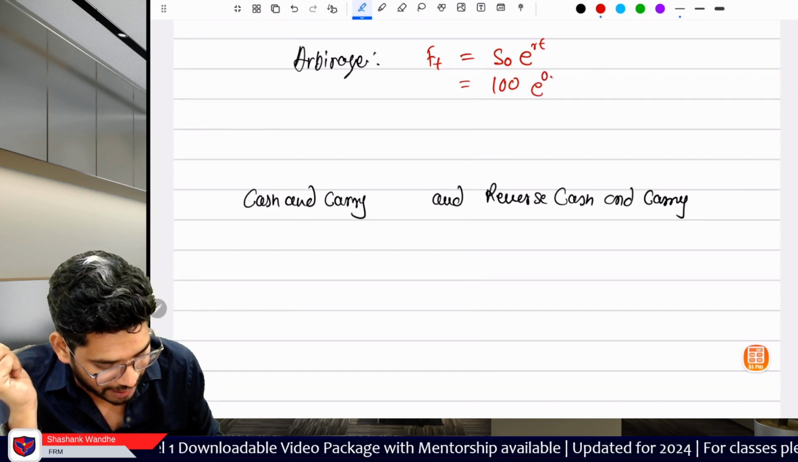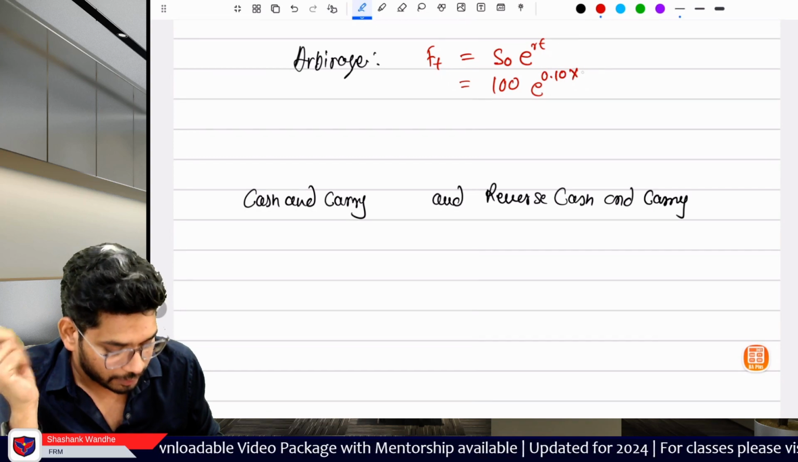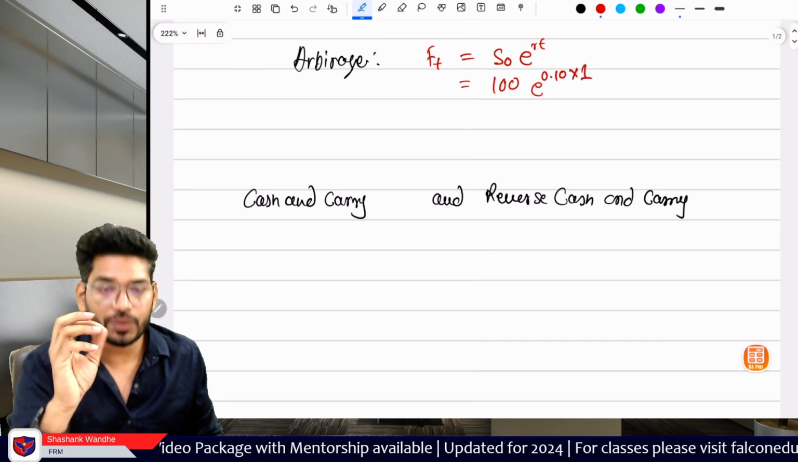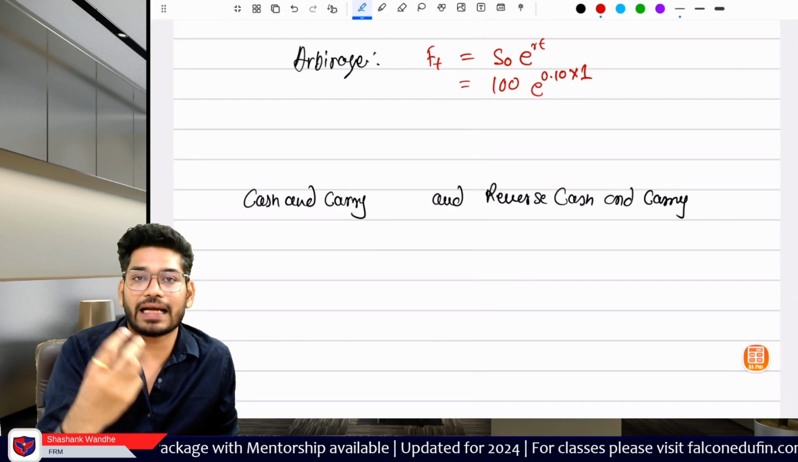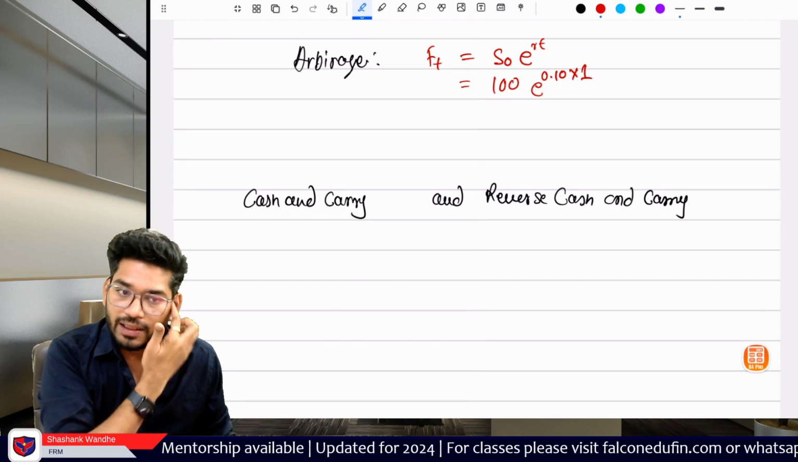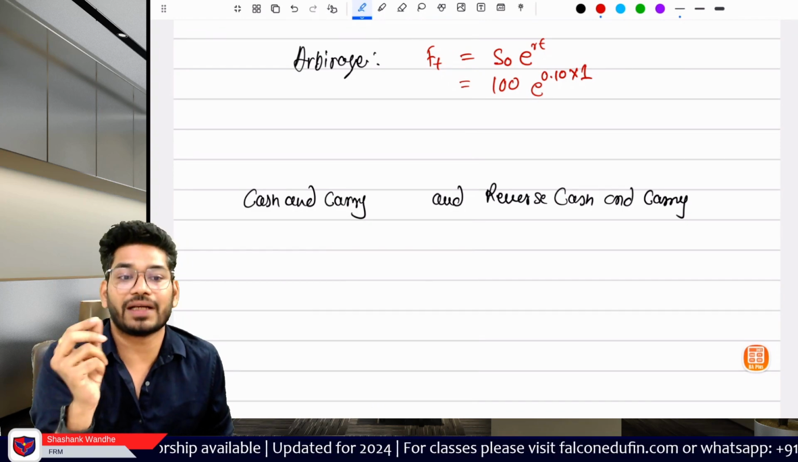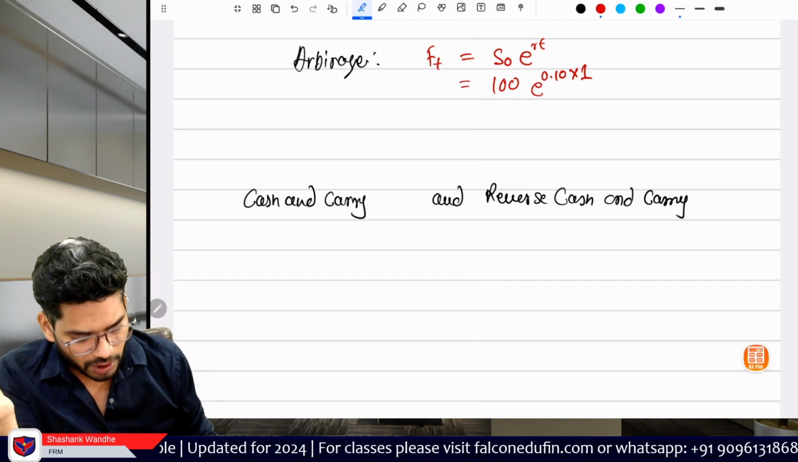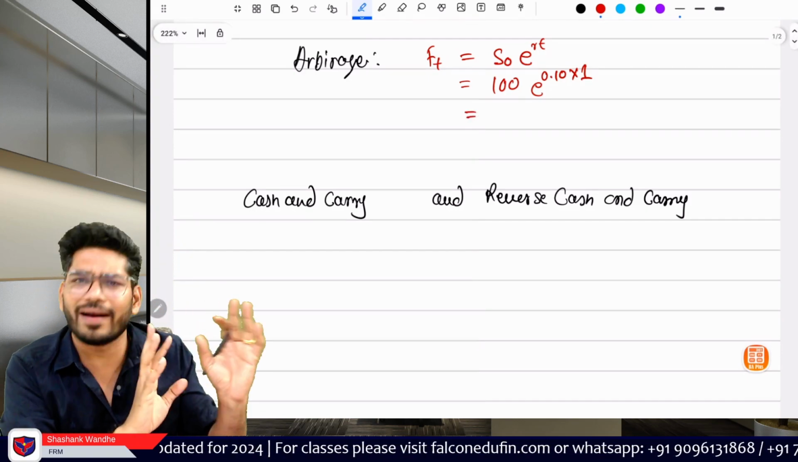and say the interest rate is currently 0.10, that is 10%, and this is for 1 year. So whatever the commodity, whatever the underlying in futures, the underlying is trading at 100, the interest rate is 10%, and maturity is 1 year. If you solve this, you will get approximately 110 point something.